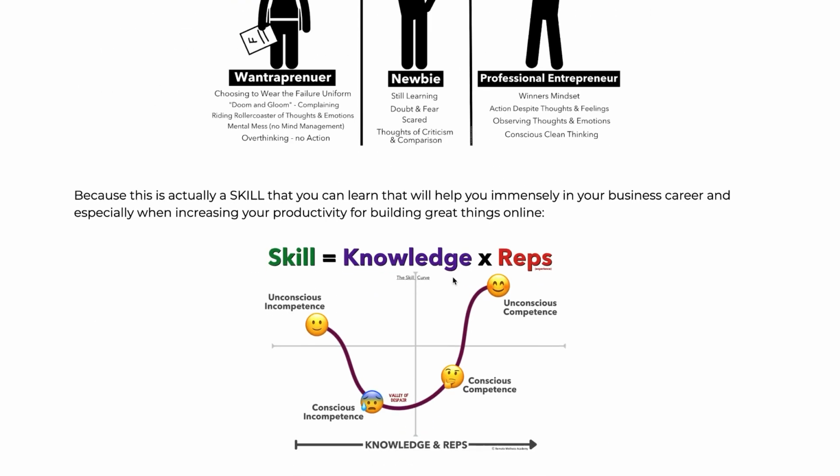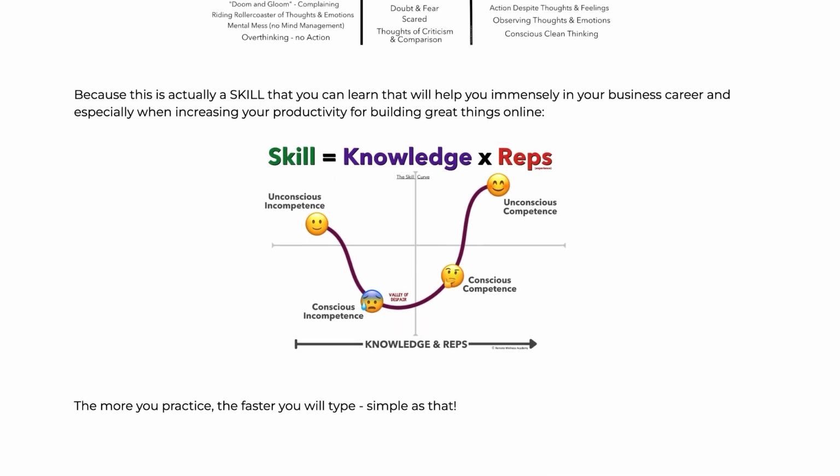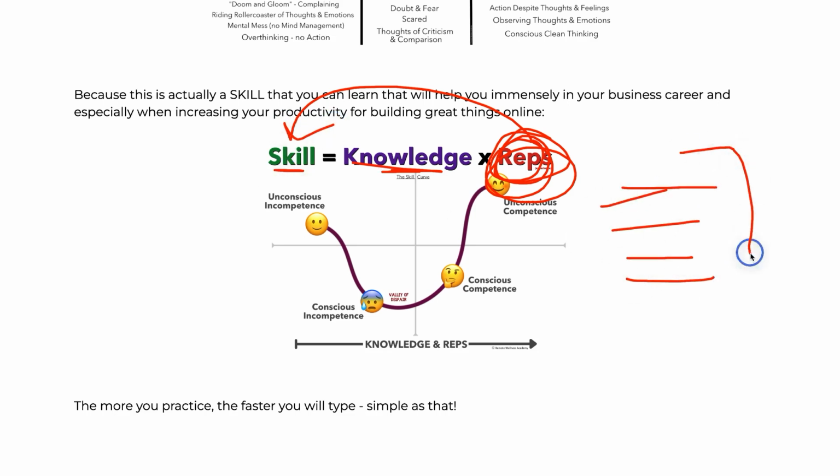And just remember, it is a skill just like anything else that you might have done in your entire life. You got the knowledge of what it actually is. Do the repetition, do the repetition, do the repetition. That is how you unlock the skills. The more skills you have, you stack those skills, and that then creates the outcomes that you have in your life. The more practice, the faster you will type. It's as simple as that. And remember, hotkeys and keyboard shortcuts are a big piece of this as well.